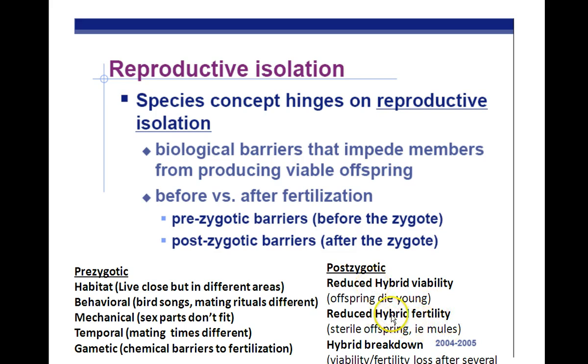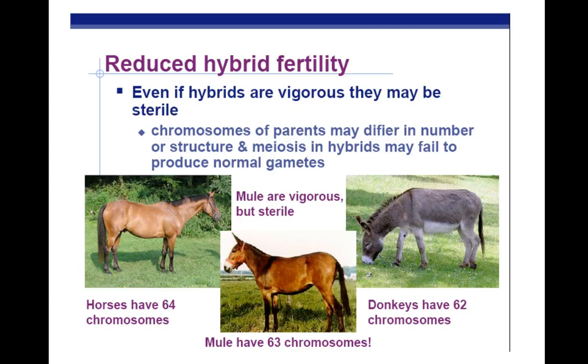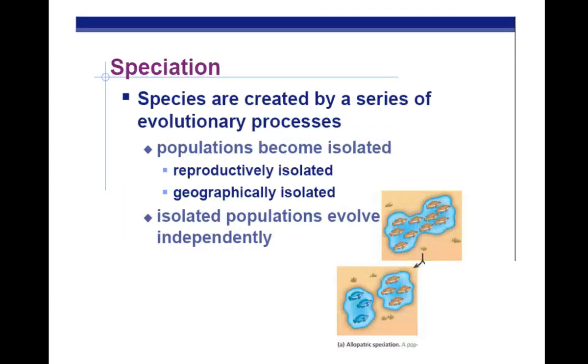A hybrid is just the offspring of two parents, and reduced means that there's less fertility or no fertility, in the case of mules. Don't worry about hybrid breakdown. That's not testable. Here we have reduced hybrid fertility again. Speciation. Remember, we have reproductive isolation, and then adaptation.